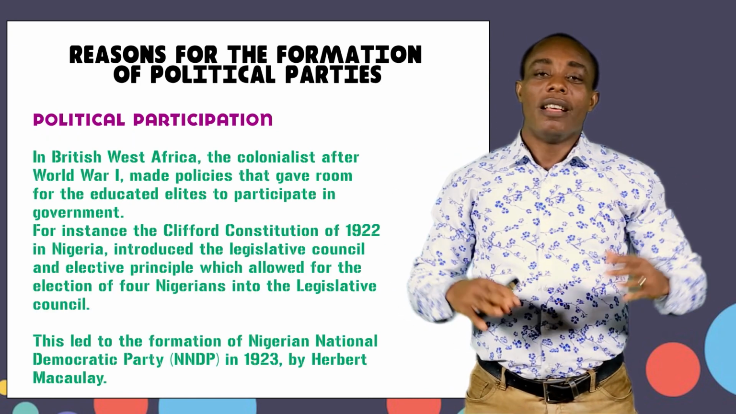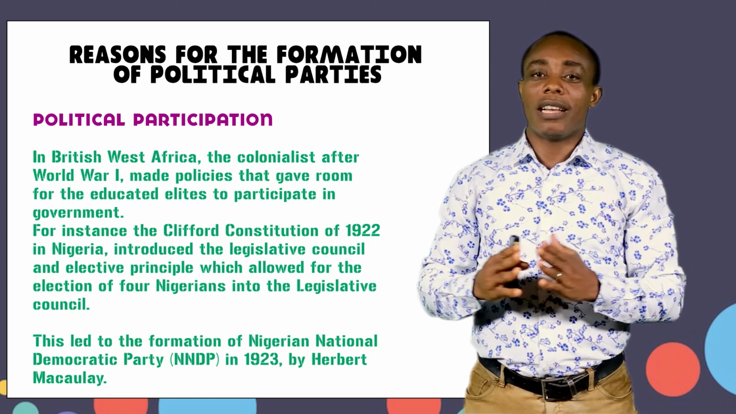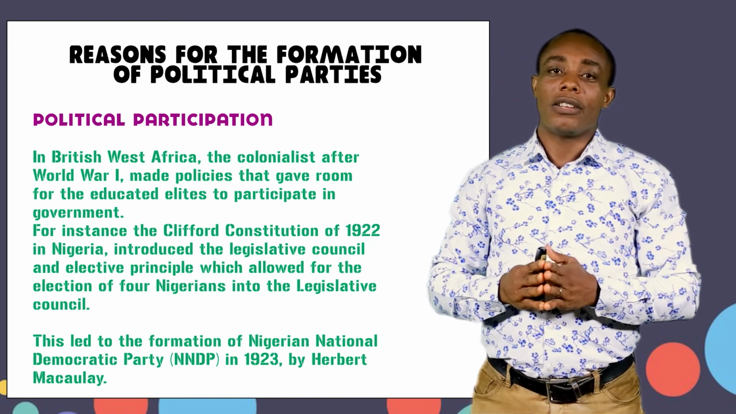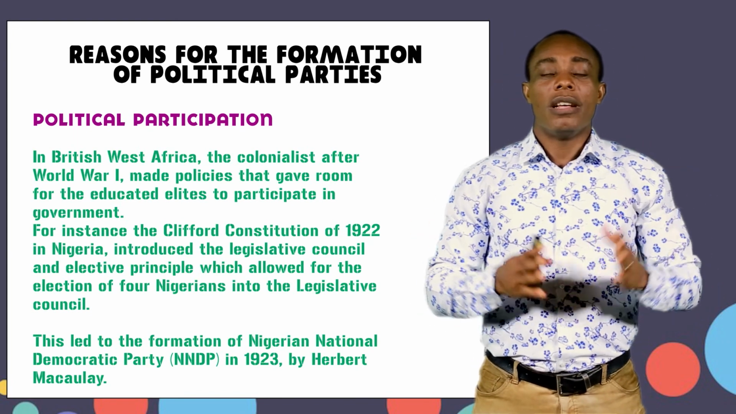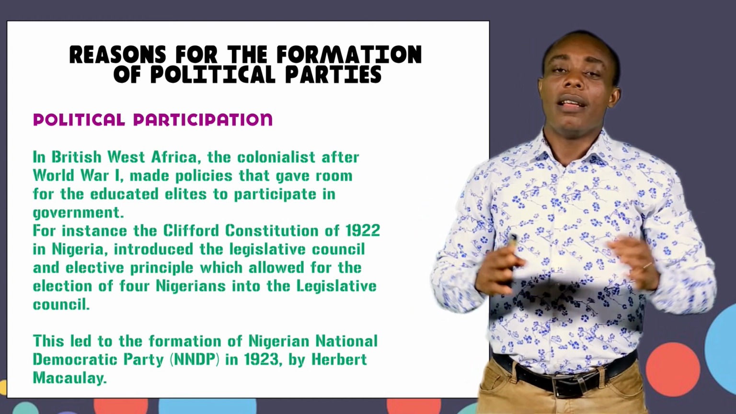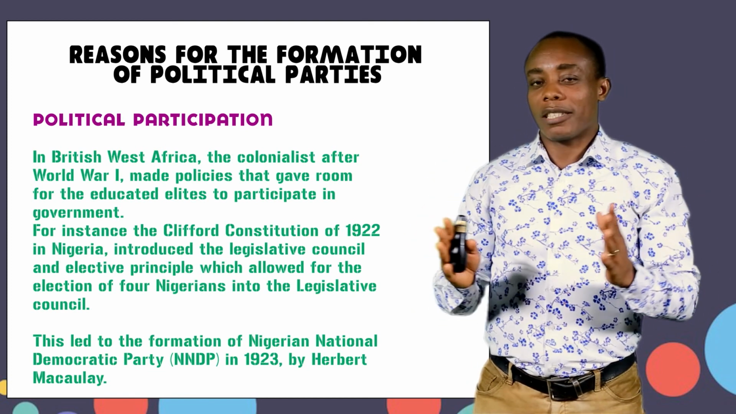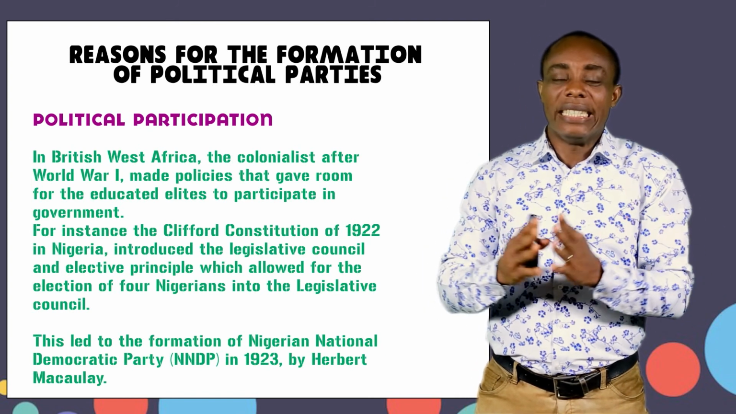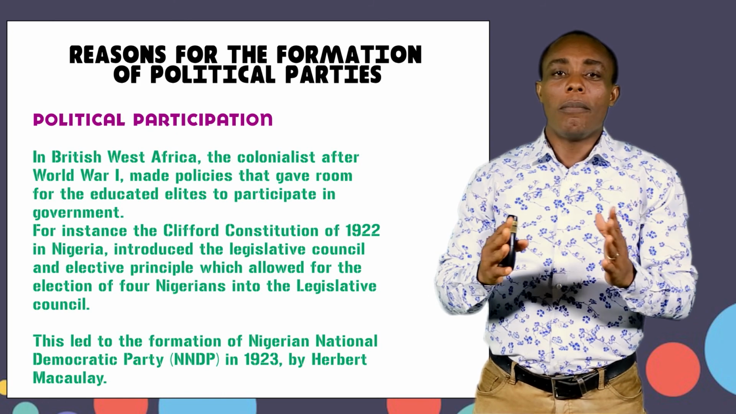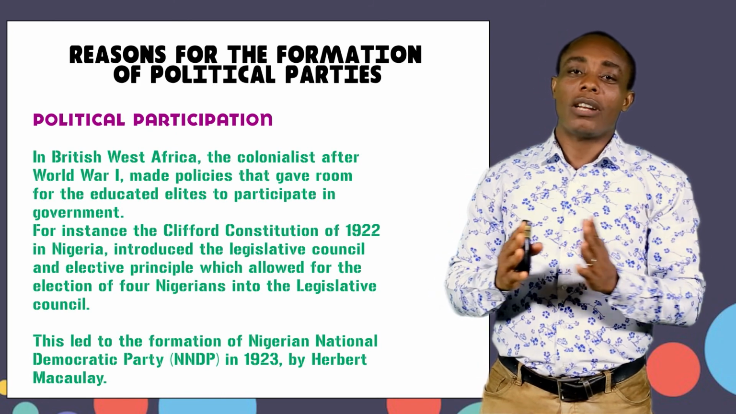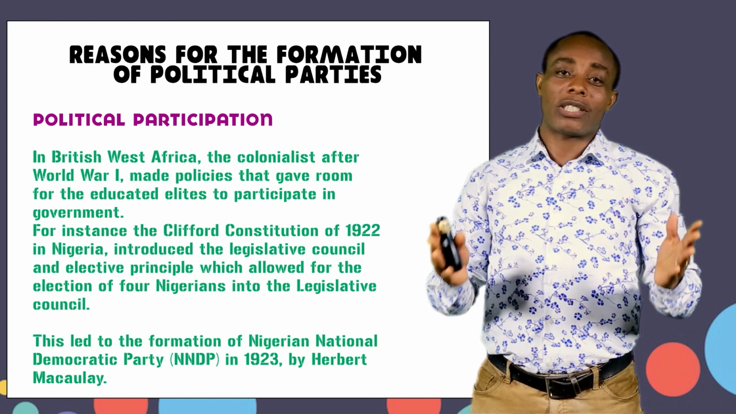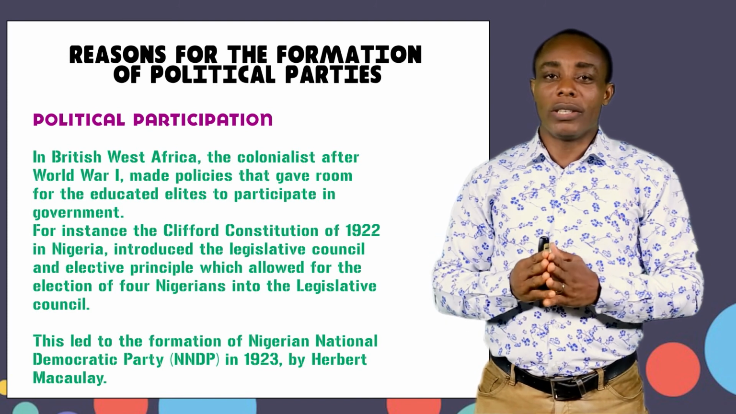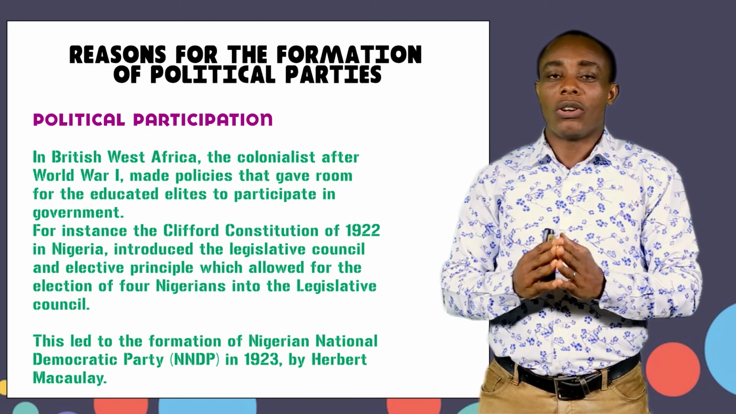Political participation. In British West Africa, that is, countries that were colonized by Great Britain, for instance, you have Nigeria, you have Ghana, you have Gambia, and Sierra Leone. The educated elite in these countries were isolated from participating in governance. So, this made them have that need to participate, and they formed a union that was called the National Congress of British West Africa. It was an association.